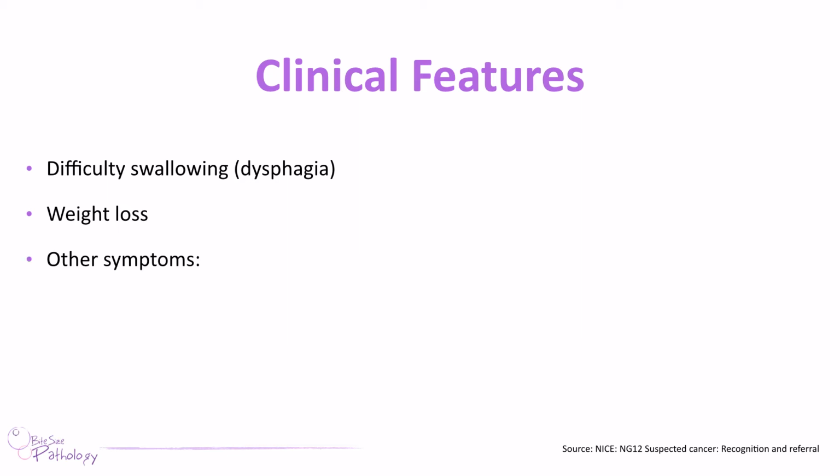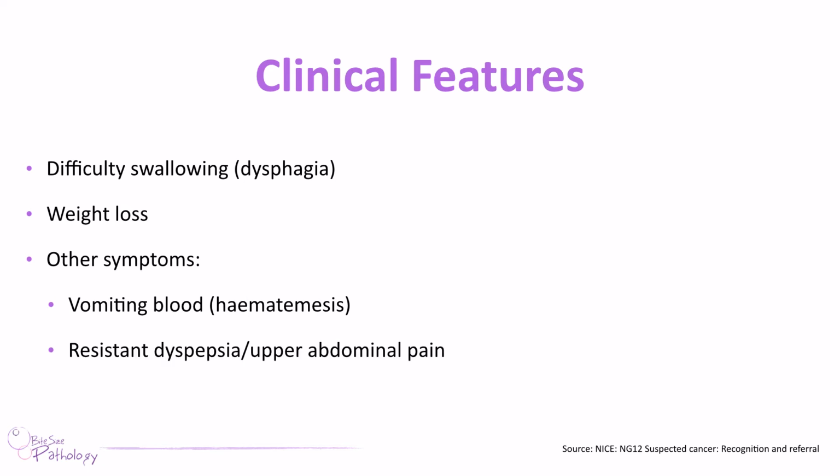Other symptoms that patients might present with include vomiting blood, hematemesis, and any patient that's had resistant dyspepsia, so heartburn that's just not responding to anything at all and is ongoing, and particularly in those patients that are aged over 55. Again, because of that link that we've just talked about with increasing age.